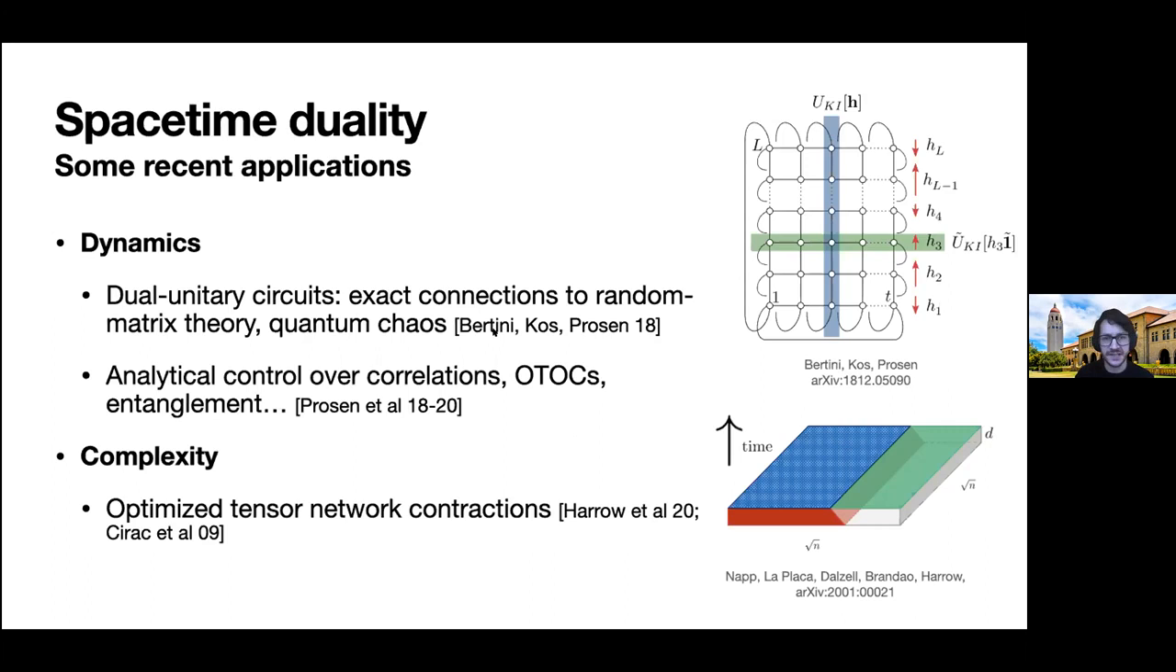And these models are highly constrained and give you some great level of analytical control over, say, correlations, out-of-time-order correlators, entanglement spreading, and so on and so forth. Also, on the computer science, complexity side, this has recently been used to prove that 2+1 dimensional shallow circuits can be efficiently simulable, again by taking advantage of flipping the gates and essentially evolving sideways.